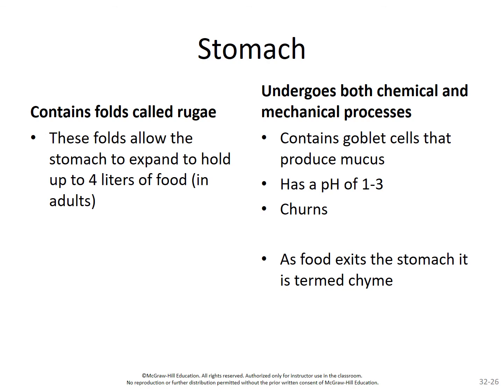Okay, so as I mentioned before, the stomach carries out both chemical and mechanical processes for digestion. It's got a really low pH, so it's very acidic, and it's going to churn to carry out mechanical digestion. And we'll see in a little bit the importance of goblet cells that produce mucus. As food exits the stomach, it is termed chyme.